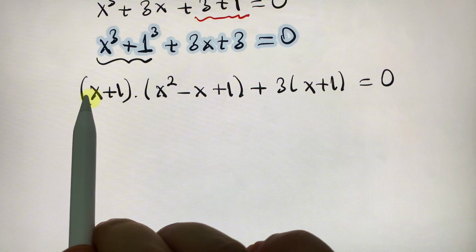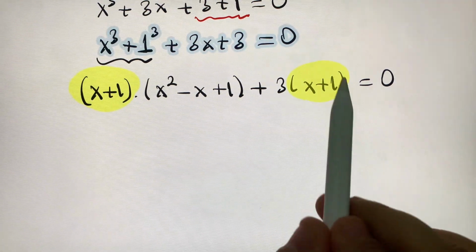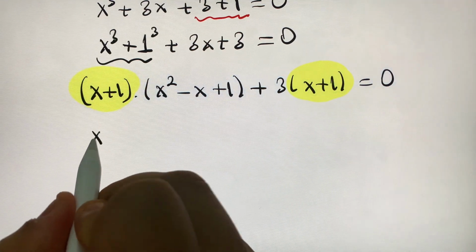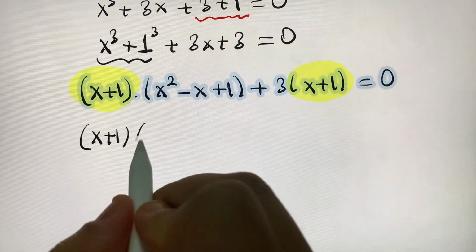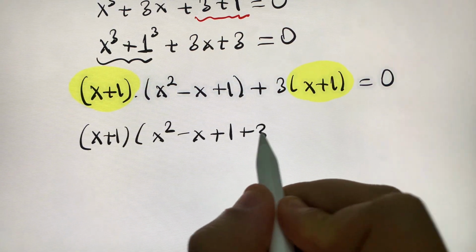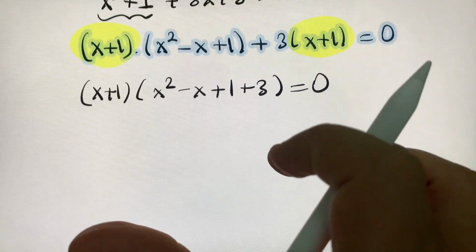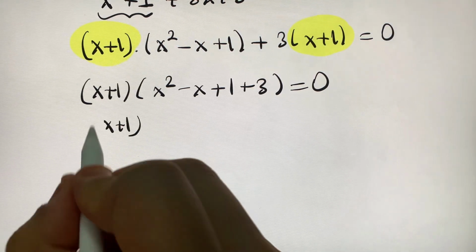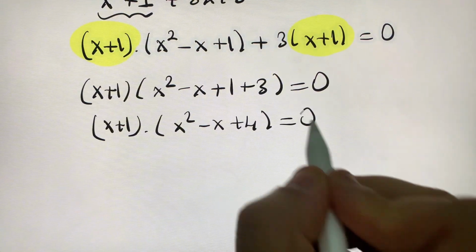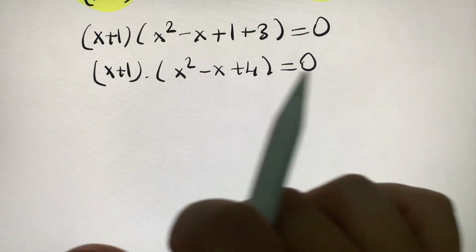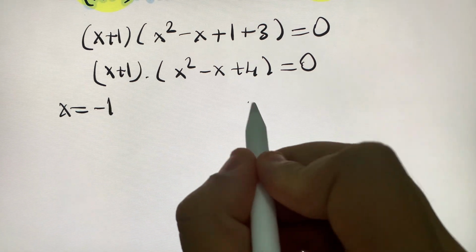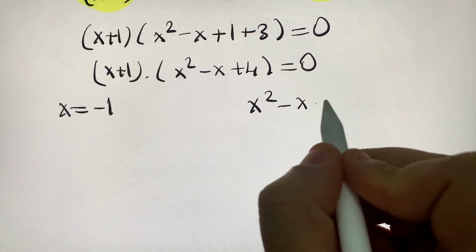Some friends have partners here. Then I take the x plus 1 parenthesis, and we wrote exactly x squared minus x plus 1, and the 3 came from here, equal to 0. Now let's arrange it a little more: x plus 1 times x squared minus x plus 4 is equal to 0. Now what are our roots from here? x comes from here as minus 1, and from here x squared minus x plus 4 is equal to 0.